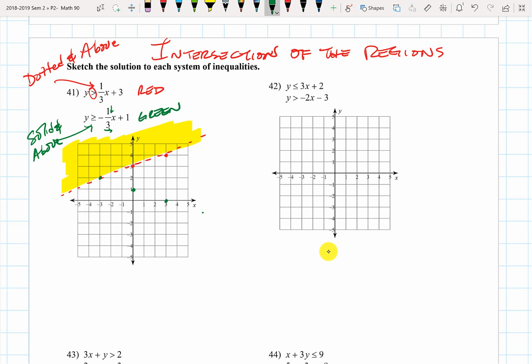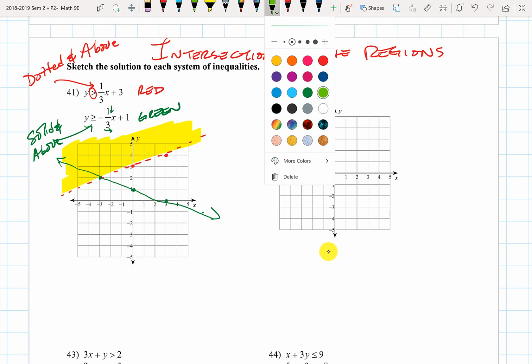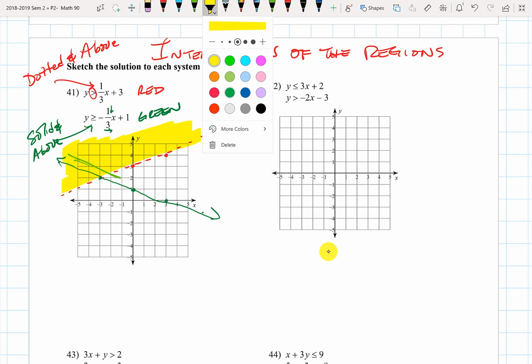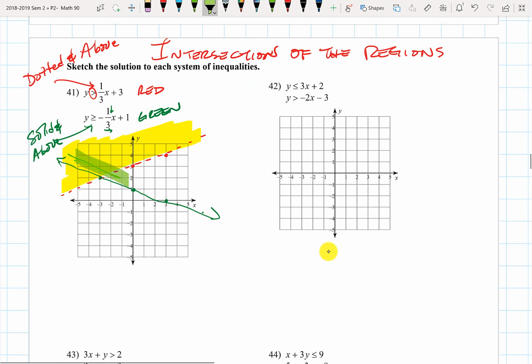So I'm going to go solid here. Use a straight edge, make it look better than mine. And I'm going to go green now. So this one's going to be above. Let's see. Oh, here we go. So here's my green region right here.